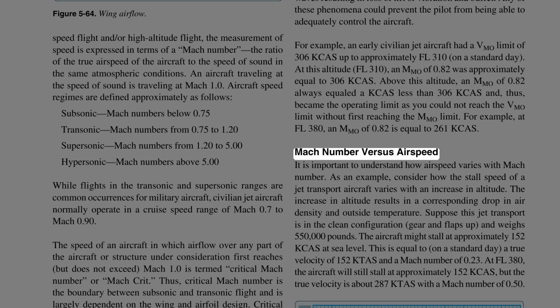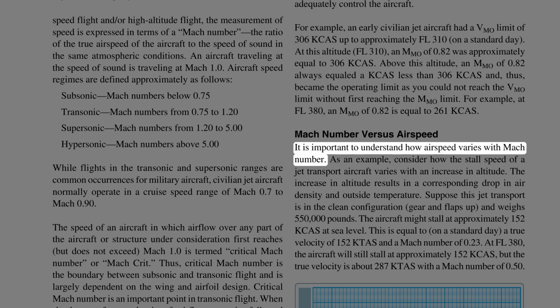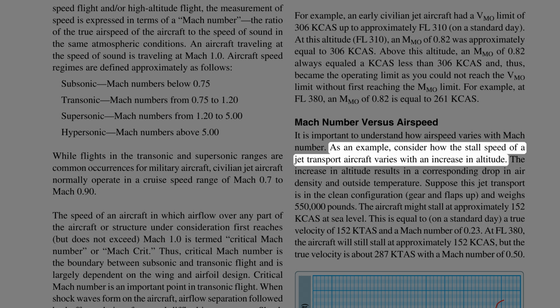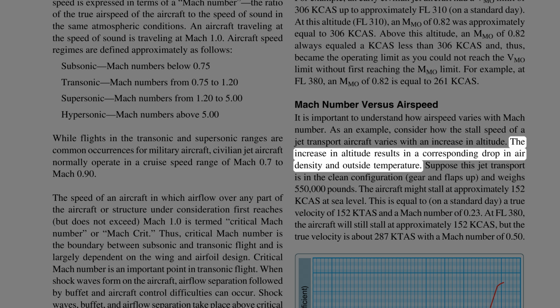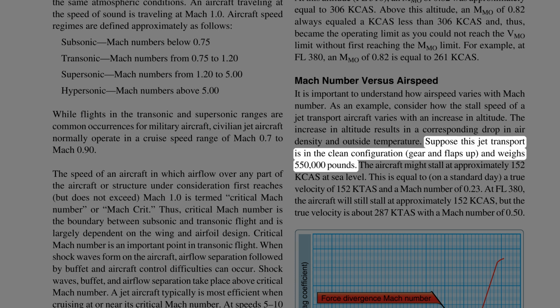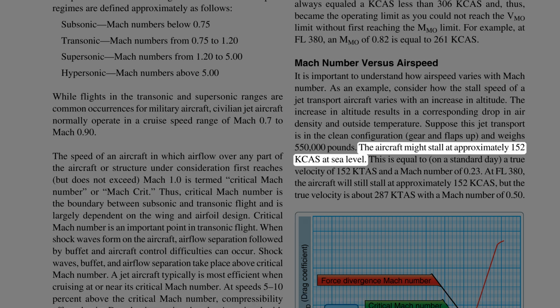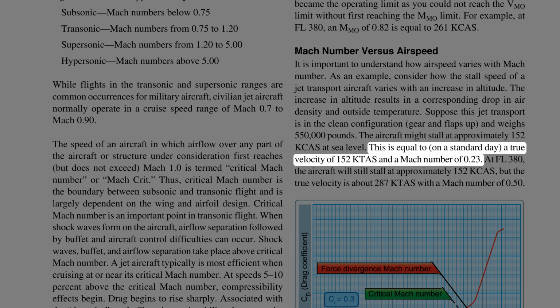Mach number versus airspeed. It is important to understand how airspeed varies with Mach number. As an example, consider how the stall speed of a jet transport aircraft varies with an increase in altitude. The increase in altitude results in a corresponding drop in air density and outside temperature. Suppose this jet transport is in the clean configuration, gear and flaps up, and weighs 550,000 pounds. The aircraft might stall at approximately 152 KCAS at sea level.